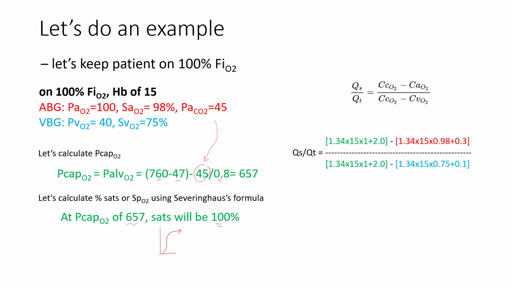So let's put the values in this formula. Here the capillary oxygen content would be 1.34 multiplied by the hemoglobin level multiplied by the FiO2, which is 1, plus 2. This is the dissolved oxygen that you got by 0.003 times 657. This is the oxygen content on the arterial side. Here the SATs are 98%, so you get 0.98. Your dissolved oxygen will be around 0.3. That's your PO2 of 100, multiplied by 0.003. Similarly, you get the denominator, where your O2 SATs are 75% and your dissolved oxygen is around 0.1. And when you solve this, you get a shunt fraction of 35%.